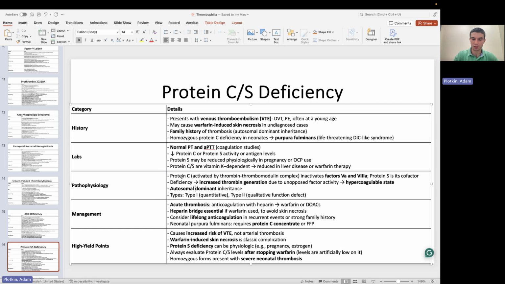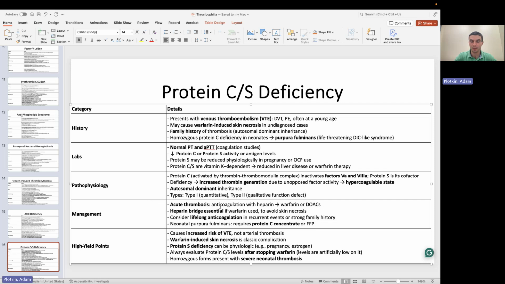So the pathophysiology: protein C normally inactivates 5 and 8, and then protein S is its cofactor, right? So without those, it's kind of the same outcome as factor 5 Leiden. For factor 5 Leiden, factor 5 is like, "F you, protein C and protein S, you're not stopping me." In protein C and protein S deficiency, we just don't have the protein C and protein S to stop factor 5 and factor 8. So factor 5 and factor 8 just keep going and going and going.